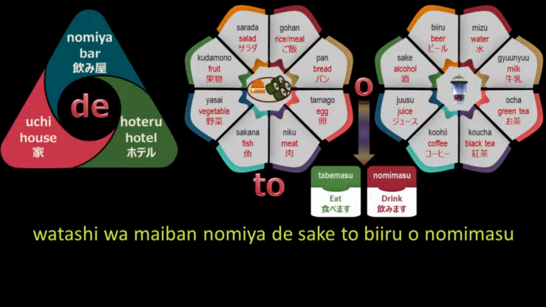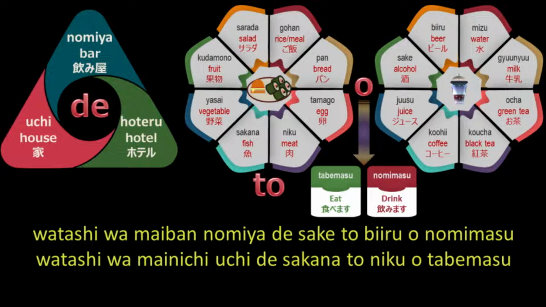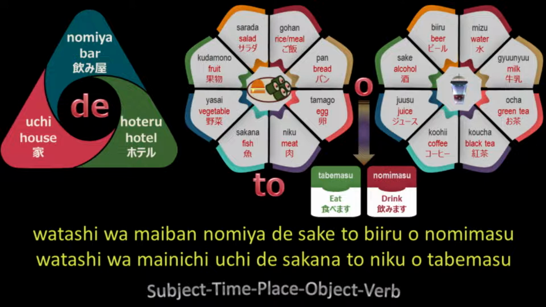Now, to say that I eat fish and meat in my house every day, let us replace maiban with mainichi, nomiya with uchi, and sake to biiru with sakana to niku. We also need to replace nomimasu with tabemasu. So the Japanese sentence will be watashi wa mainichi uchi de sakana to niku o tabemasu. Of course, you can always omit the words which are not required. For example, if you want to omit the place, you will say watashi wa mainichi sakana to niku o tabemasu. Just remember the sequence starting with the subject and ending with the verb.